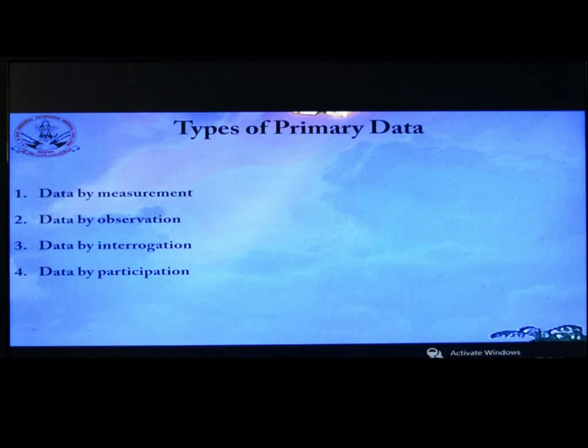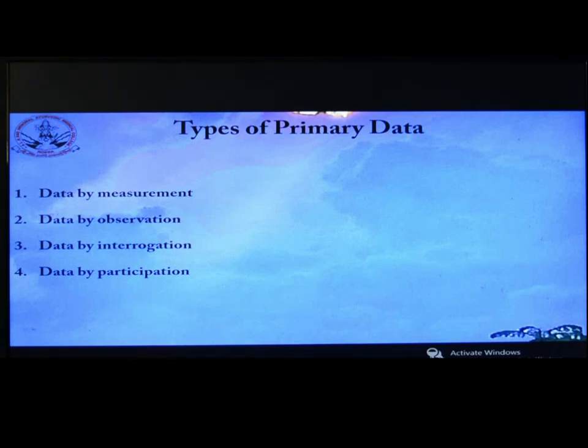Another one is data by observation. These data refer to records of events, situations or things experienced by sense organs. Instrumental observations, signs and symptoms, etc. come under this category. Then data by interrogation. These are data gained by asking questions and probing, like pain intensity, degree of satisfaction, etc. These all usually depend upon subjects only.